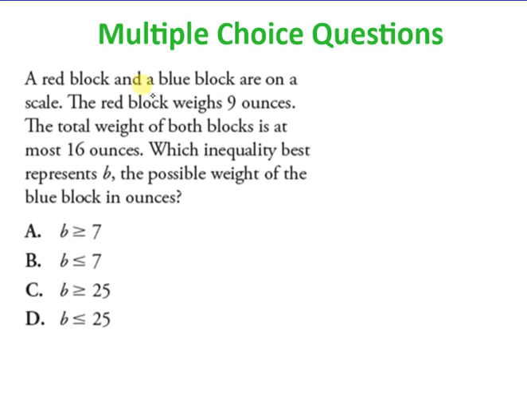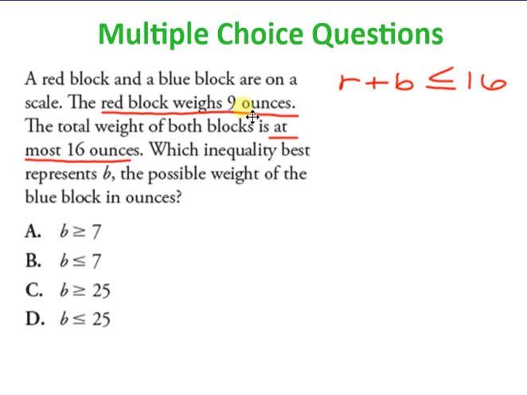All right, next one. A red block and a blue block are on a scale. The red block weighs 9 ounces. The total weight of both blocks is at most 16 ounces. Which inequality represents B, the possible weight of the blue block? So red plus blue weighs at most 16. We have to figure out the inequality symbol. What is at most? At most is less than or equal to.